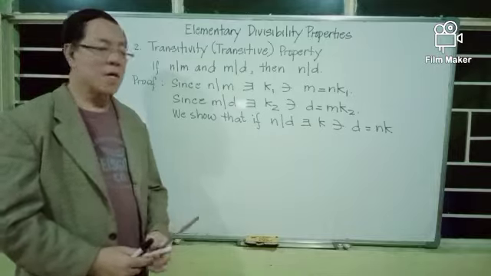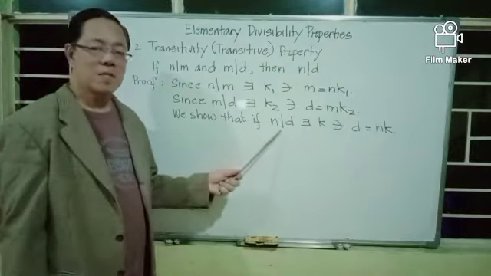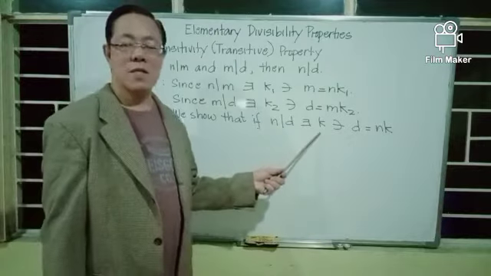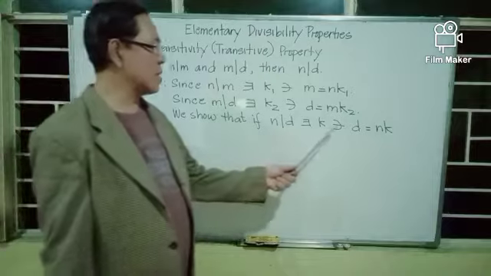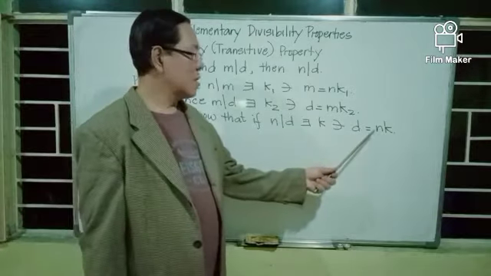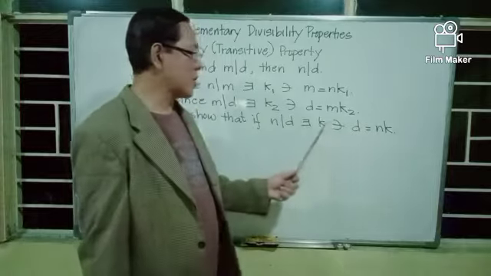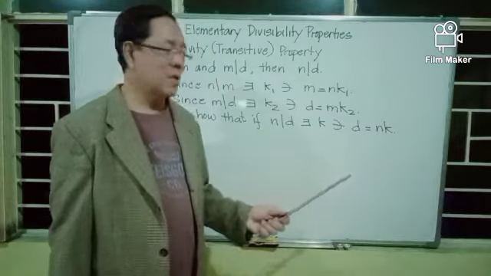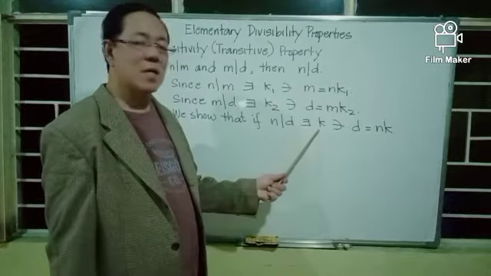We want to show that n divides d. And to show that n divides d, we must show that there exists some integer k such that the number d is equal to the product of the divisor n and that integer k that we are looking for. And we will make use of these two equations to find this integer k.